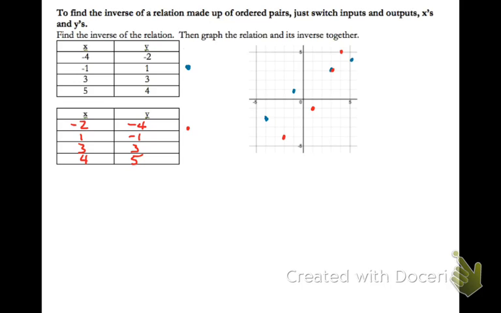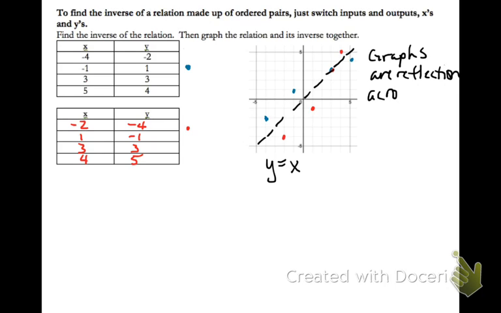Now let me draw one more thing. So I'm going to put a diagonal line right down the middle of this graph space. We could write the equation for this diagonal line. It's simply where y equals x. So when you graph a function and its inverse together, the graphs are reflections across the line y equals x.